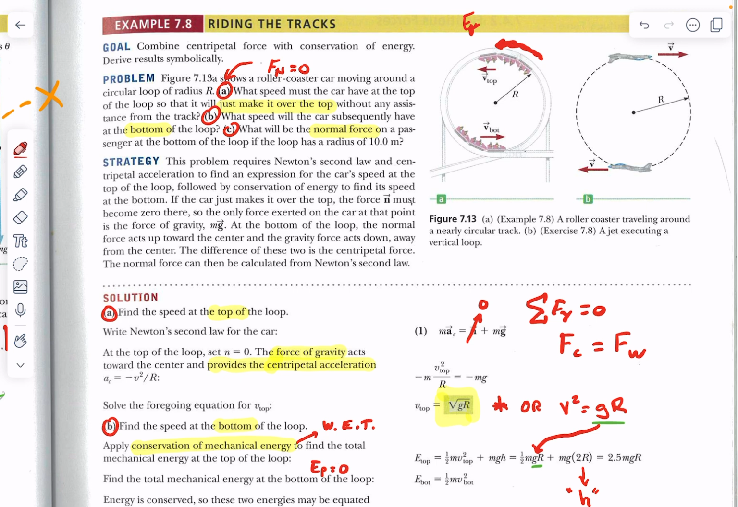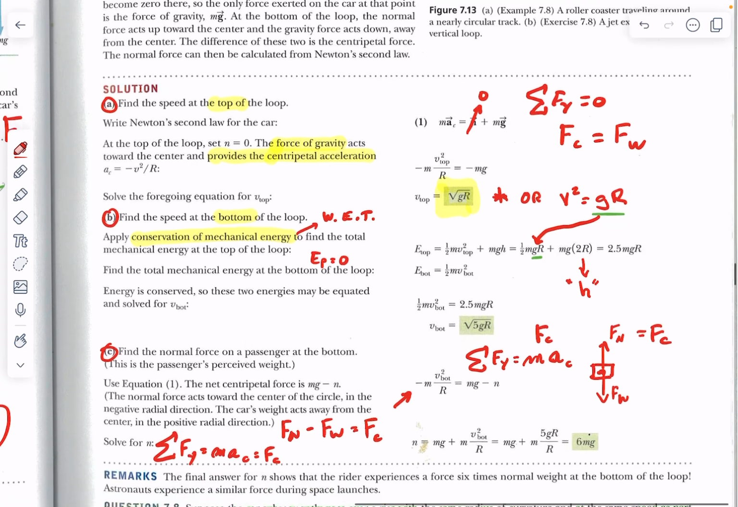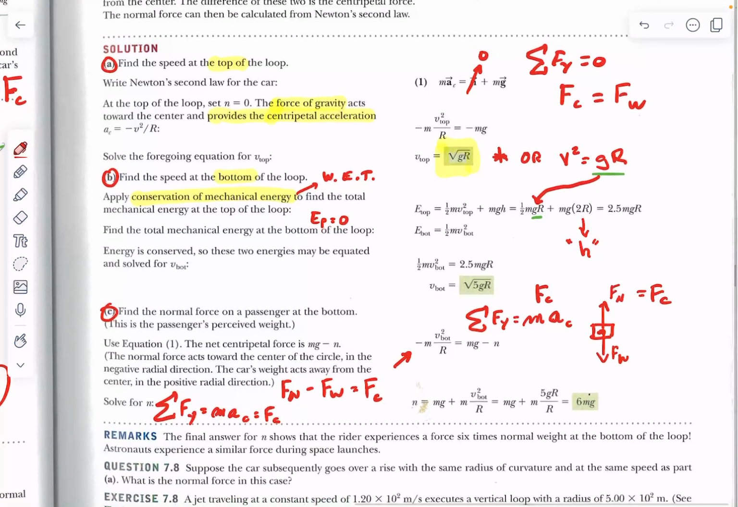So we want to look at the situation up there. We want to look at the situation down there in this problem. And by the way, there's something like this in the handout that you have on Canvas. So we're going to find the speed at the top of the loop. And at the very top of the loop, the force of tension is going to zero.